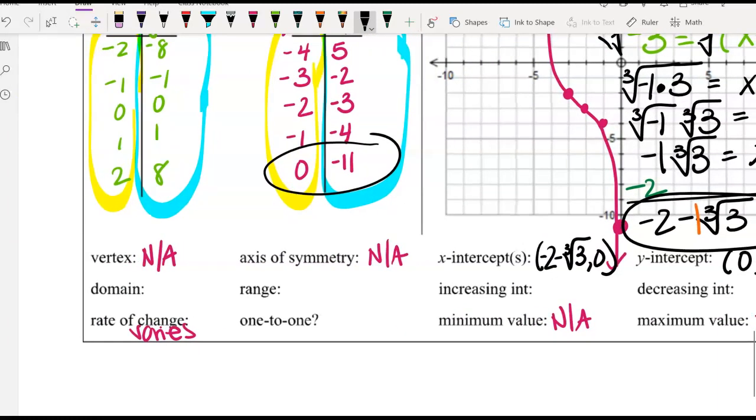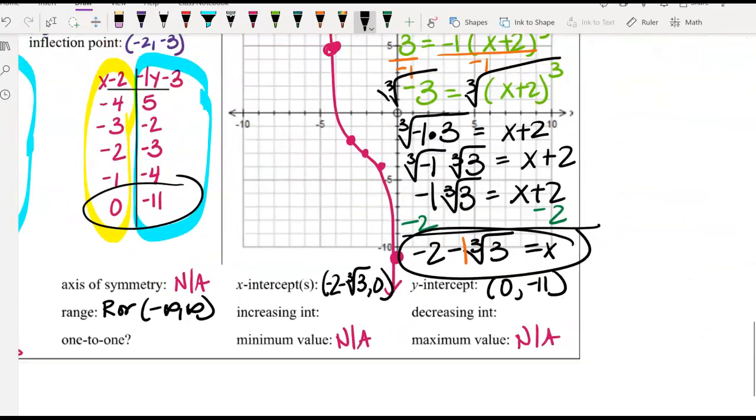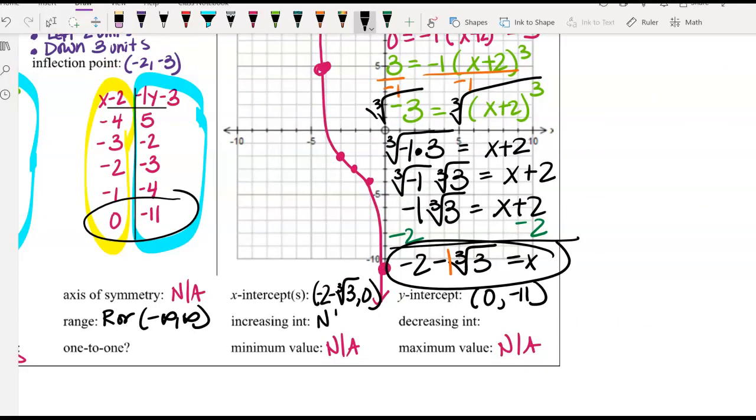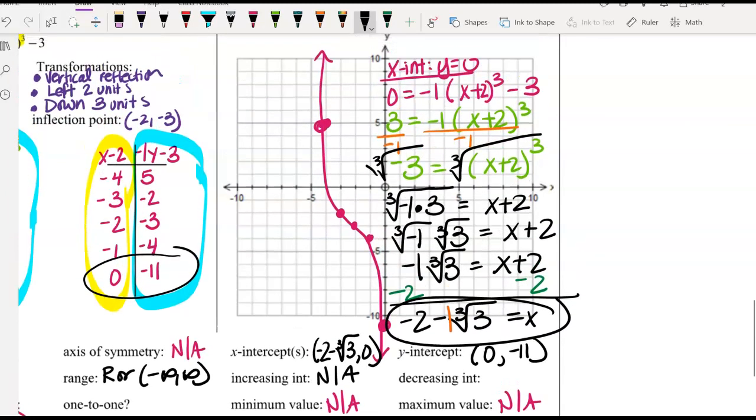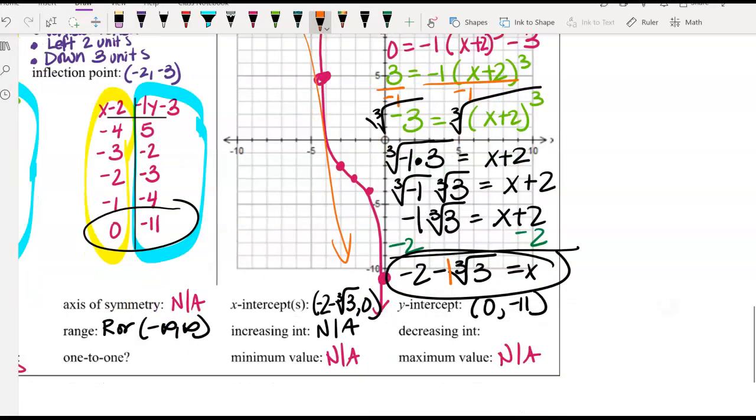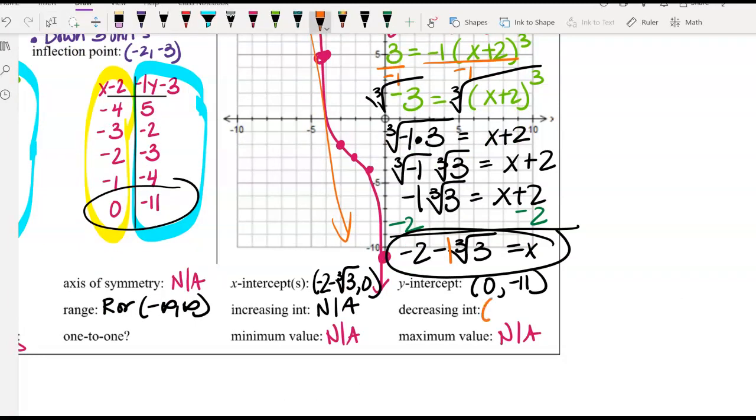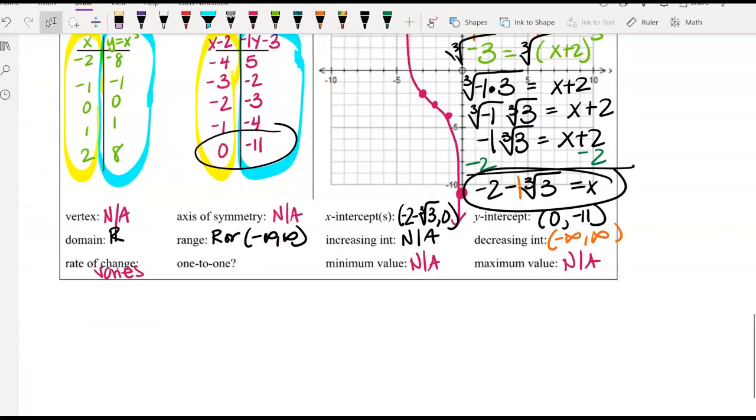It's going to be all real numbers for domain and range, okay? So, or if you choose to write interval notation, it could look like that. It's definitely not increasing, so NA for increasing, but it is decreasing the entire time because as you can see, y is going to get less and less. So it's going to be decreasing the entire domain interval. So that's going to be negative infinity to infinity. It is always going to be one-to-one for a cubic.